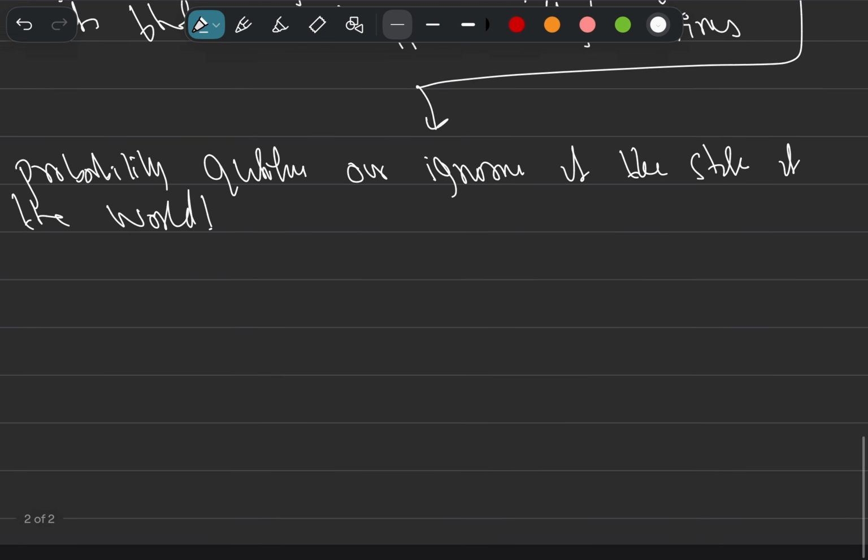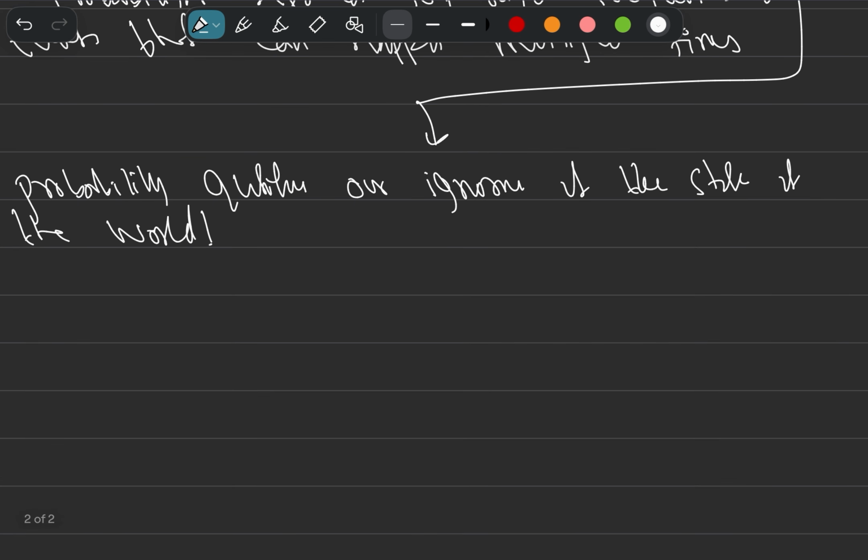And what we mean by that is that when we are tossing a coin, we do not necessarily know which way it's going to land. And that ignorance is basically what probability accounts for. Okay, so that's the Bayesian interpretation.